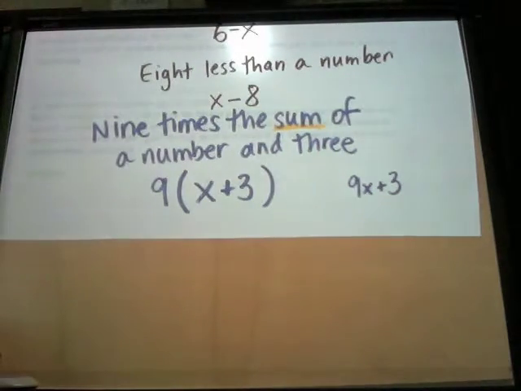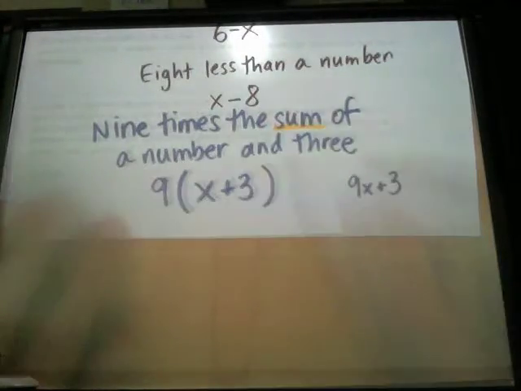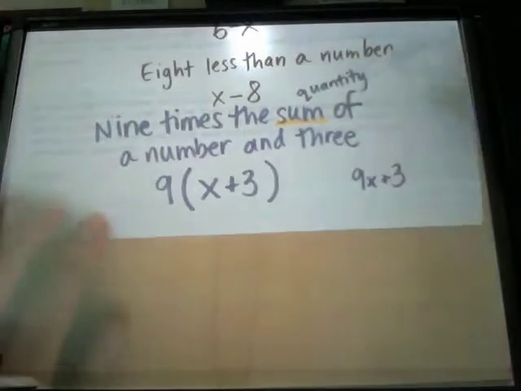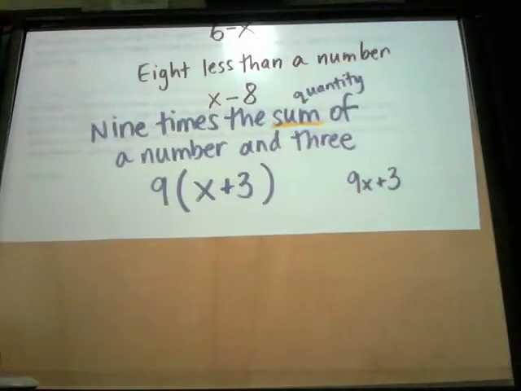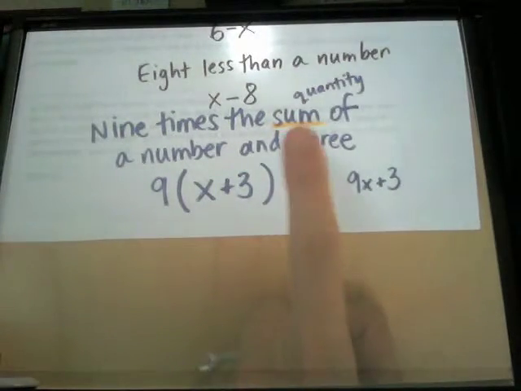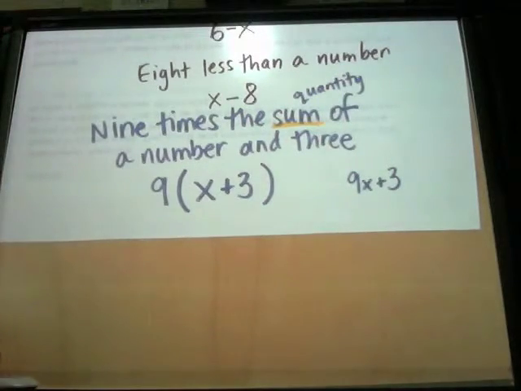Does that make sense? Instead of sum, you might see some problems that say the quantity. That also indicates that you're probably going to want parentheses. You're going to get some answer first. If it was 9 times the difference, you get subtraction first. Without the parentheses it's wrong. So just keep in mind, what am I multiplying 9 by? Am I multiplying it just by a number? No, I multiplied it by the sum or the difference or by a quantity. So that means you do something else first and keep the parentheses.